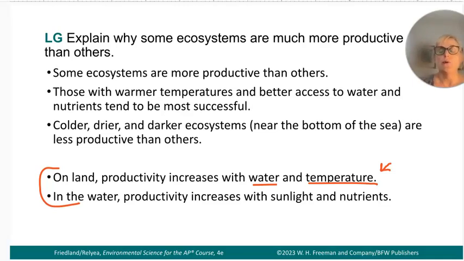In the water, for productivity you need light for your producers and you need nutrients. So remember our nutrients, we've been talking about it in this unit, are nitrogen and phosphorus and potassium, which is a K. So having more of those is going to give you a higher rate of photosynthesis, and so that will give you a higher rate of productivity. So this is really important here to know.